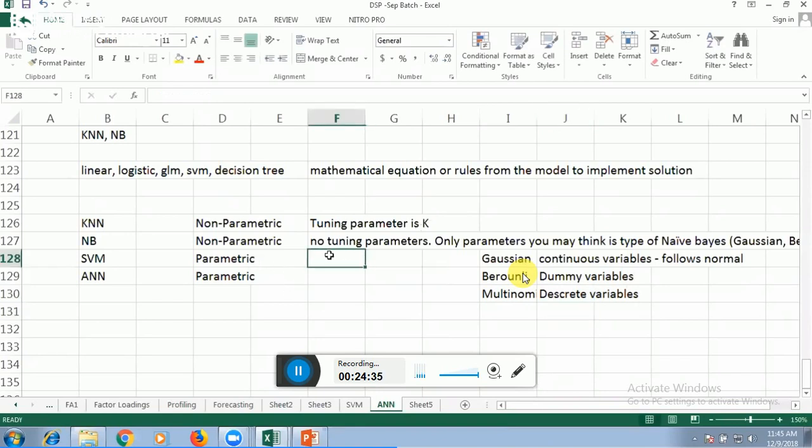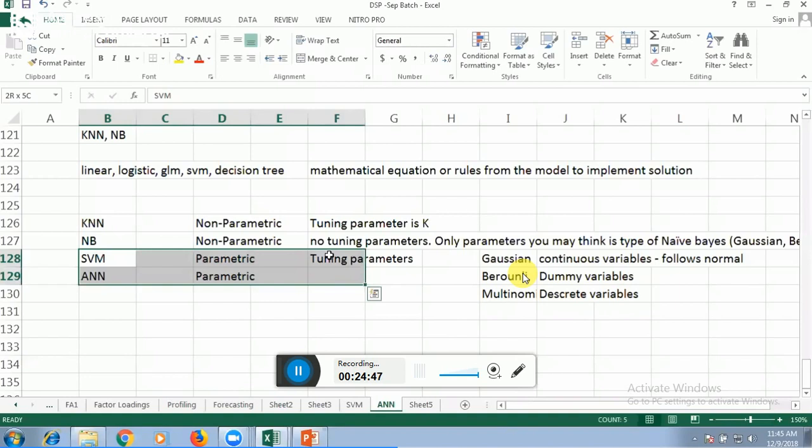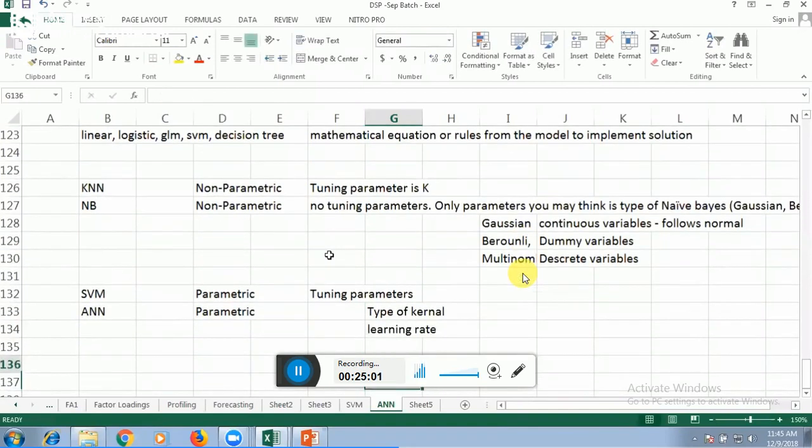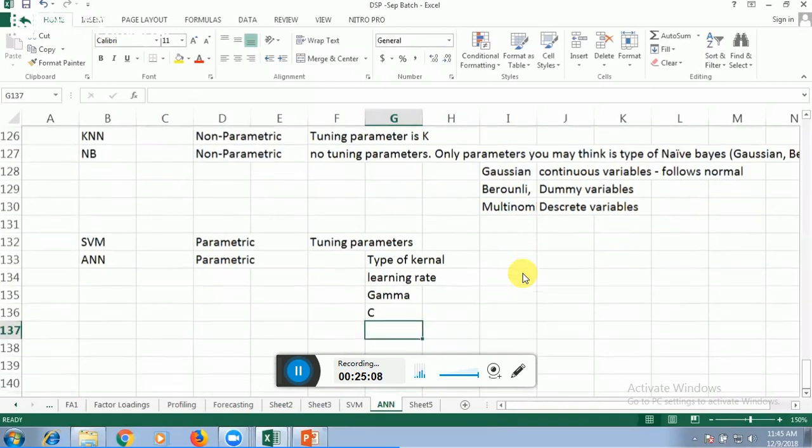Correct? So what about SVM tuning parameters? For SVM, the tuning parameters are the type of kernel and learning rate. And I will explain the other two things, what a gamma is and what a C value is. So these are a couple of things.